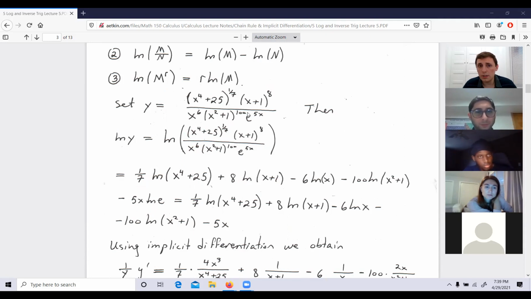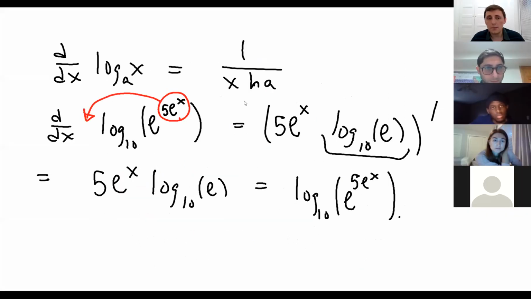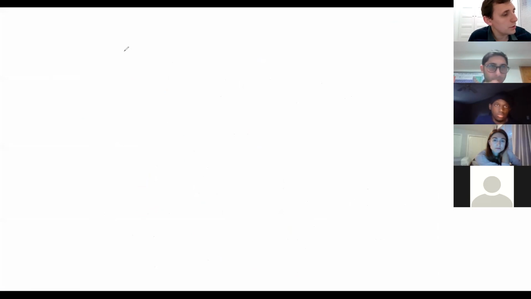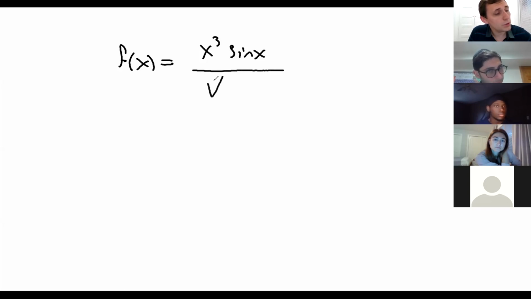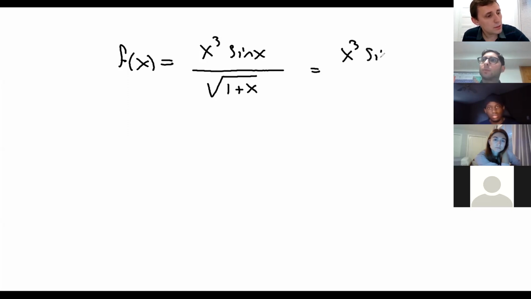Let me give you a simpler one and you will break it down, guys. Suppose that you had to take the derivative of f of x, where f of x was equal to x cubed sine x divided by the square root of 1 plus x. You can do that using quotient rule, do you agree? But there is quotient rule and power rule and all sorts of ugly things. This is x cubed sine x over (1 plus x) to the 1/2.